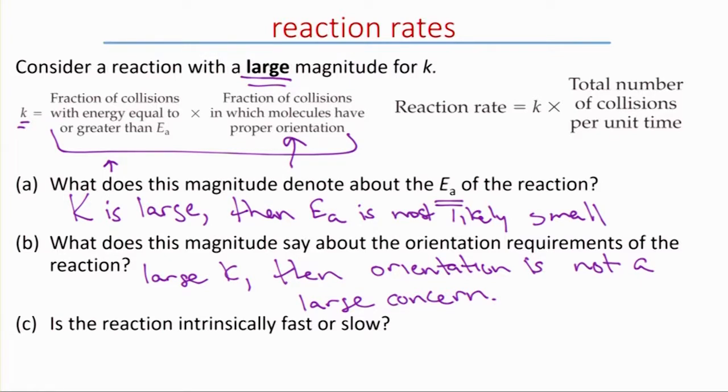All right, and then the last question, this one should be pretty easy for you. If we have a large k, so the k value goes up, what does that mean about the reaction as far as its rate? Is it intrinsically fast or slow? The larger your k, this should mean the reaction is fast.